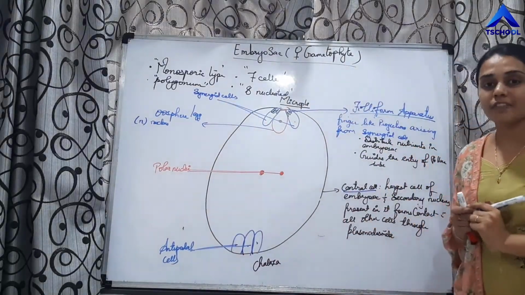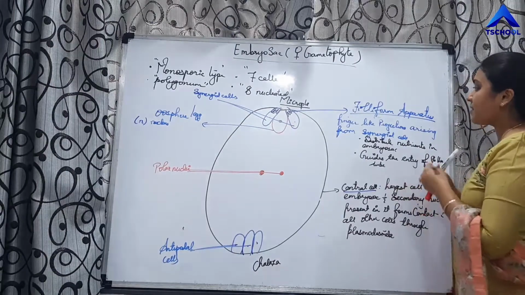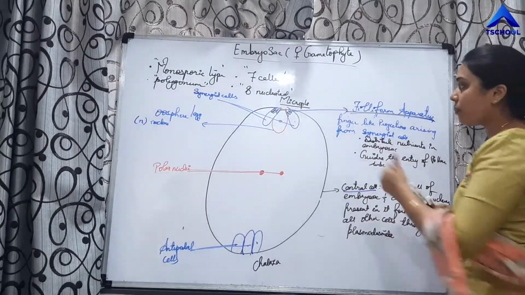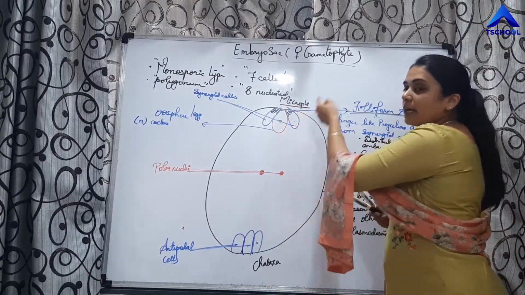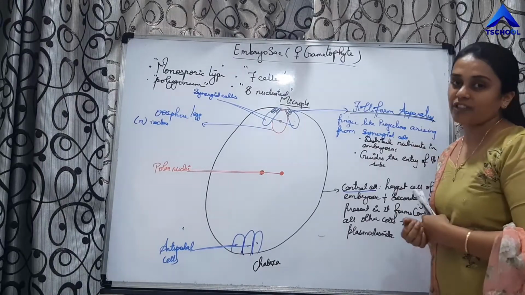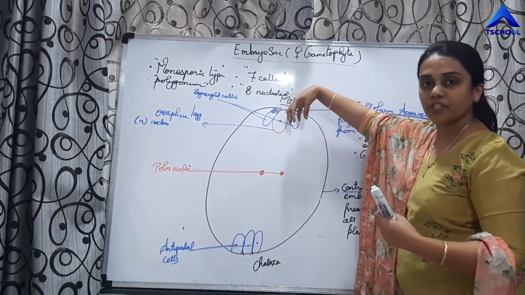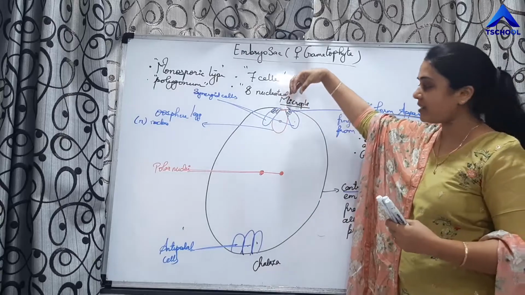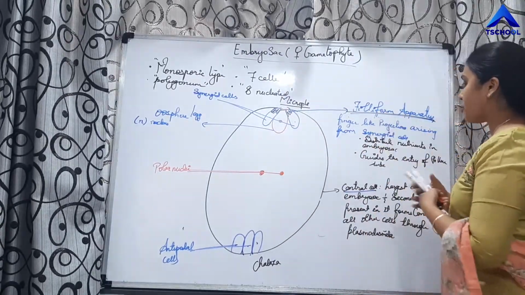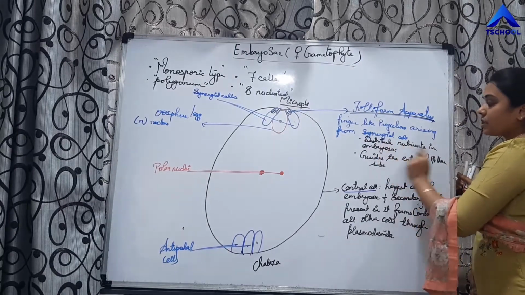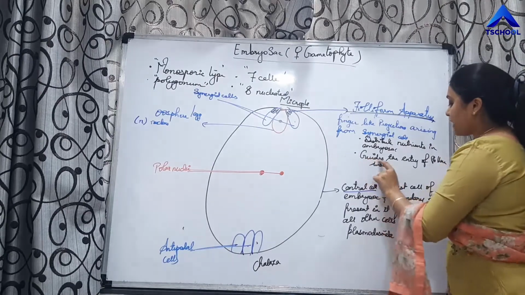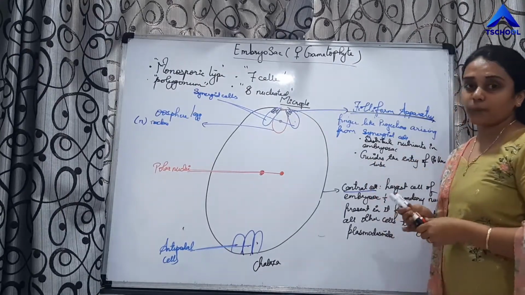What is the peculiar feature of synergid cells? These synergid cells possess filiform apparatus. What is filiform apparatus? Those are the finger-like projections which arise from the cell wall of the synergid cell, and they extend into the central cell, right? What is the function of it? To distribute the nutrients in the embryo sac. That is the first function. And second is it guides the entry of the pollen tube.